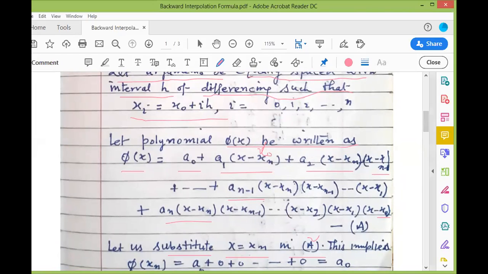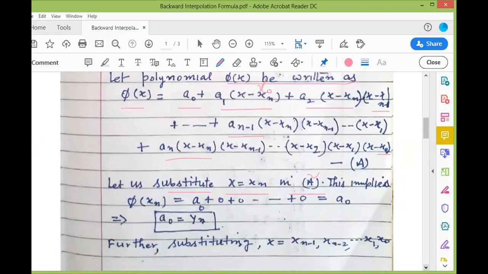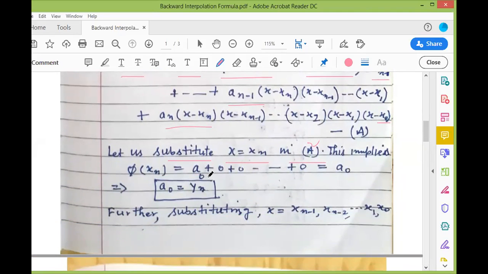Only a naught remains, and therefore phi xn is equal to a naught plus 0 plus 0. So a naught is equal to yn, because phi xn is equal to yn as per the assumption that it is going to represent the function. So this will compute the value of the function. Further, substituting x is equal to x n minus 1. Similarly, we assume x is equal to x n minus 2, and so on up to the last, the beginning term, x is equal to x naught.